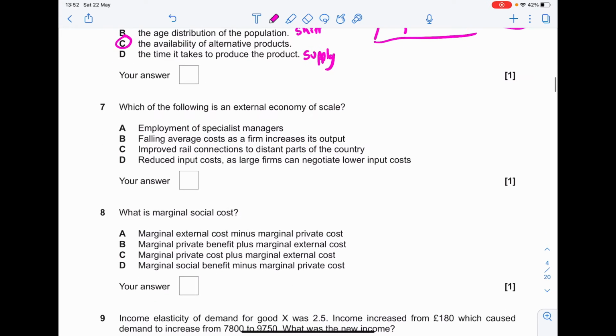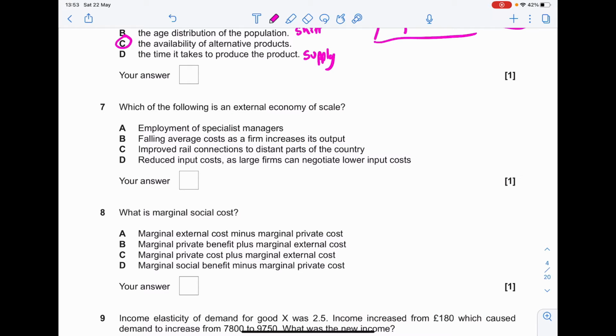Right, number 7, which of the following is an external economy of scale? So economies of scale are the benefits in terms of lower average costs when the firm expands its output. Now, external is the lower average costs when the firm is part of a growing industry. So employing specialist managers, that's not external, that's internal because that's within the firm. Falling average costs as a firm increases its output, again that's internal because it's part of the growing firm.